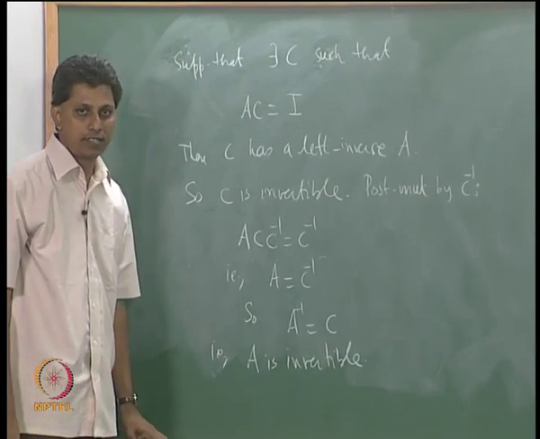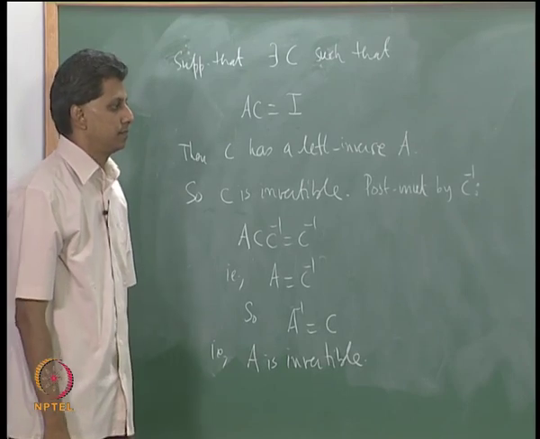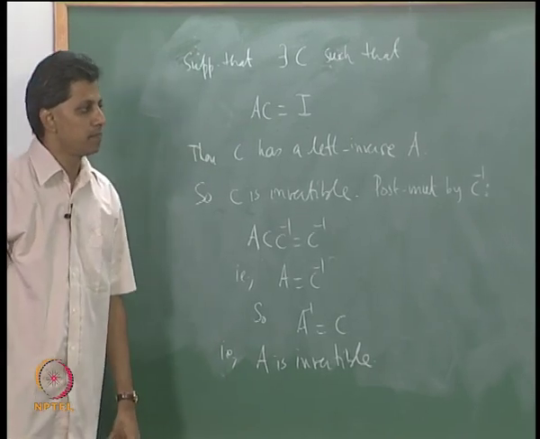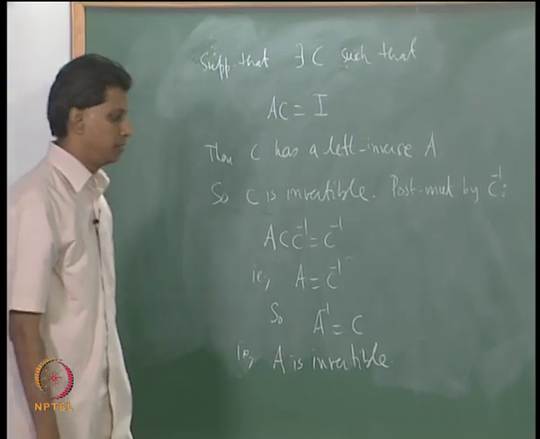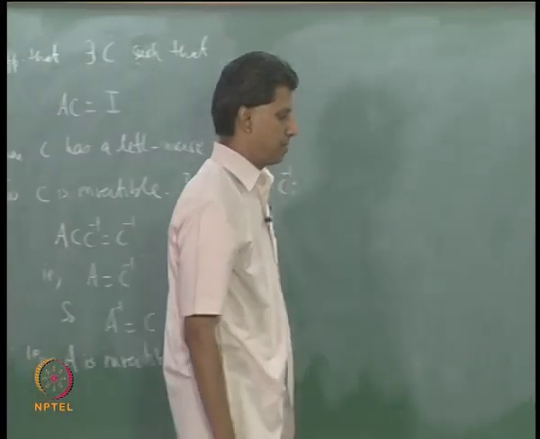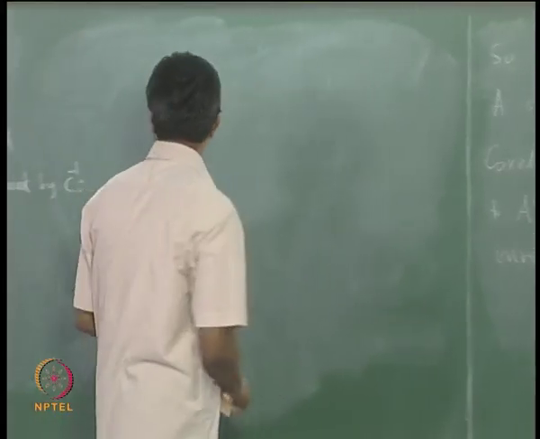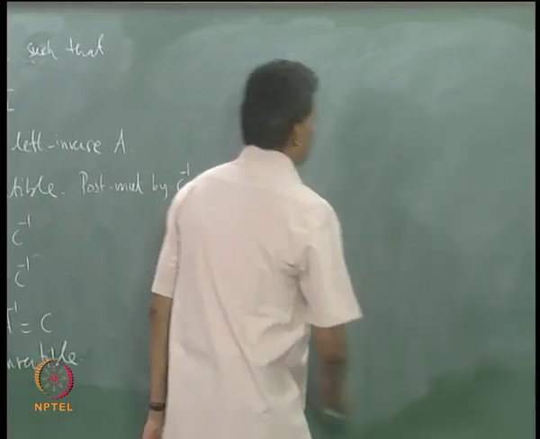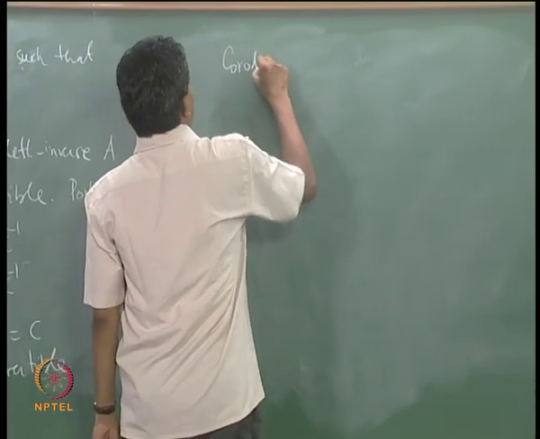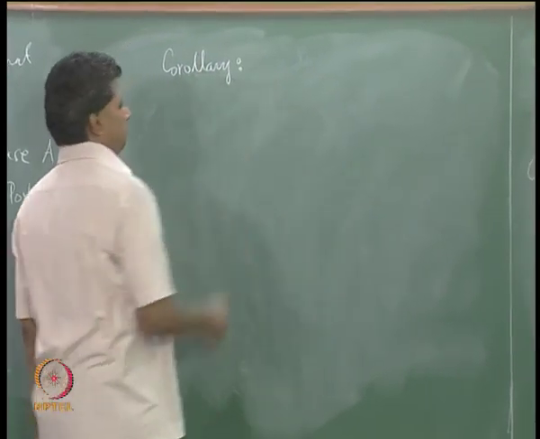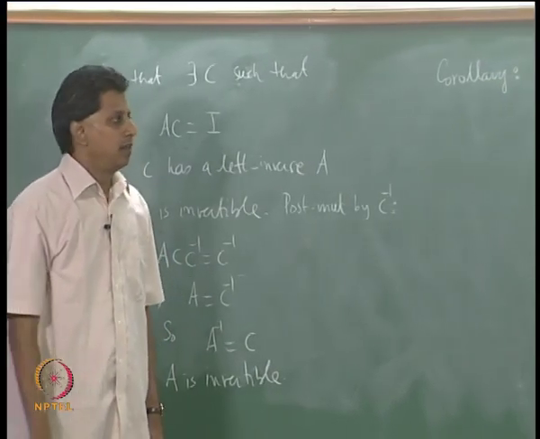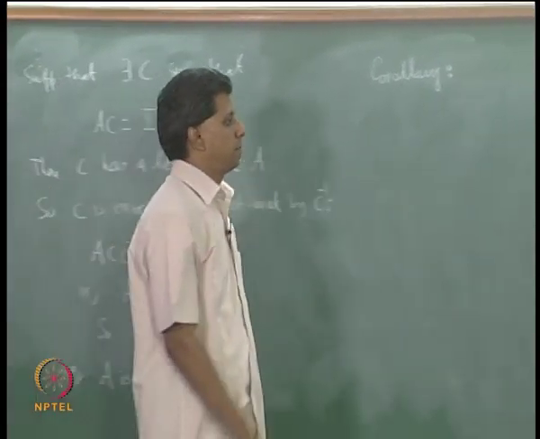Okay, so this is another consequence. One-sided invertibility for a square matrix implies invertibility. Finally, we have the last result.